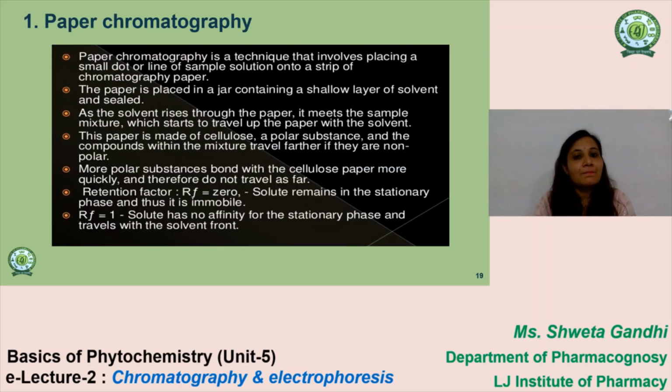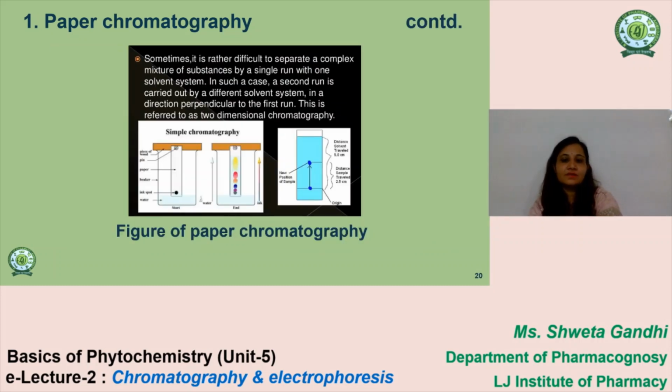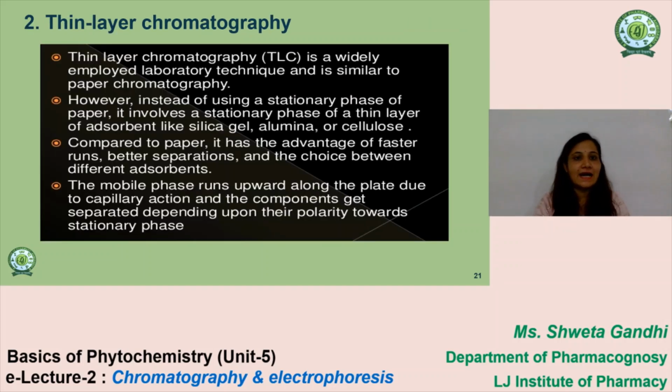Next is paper chromatography. Paper chromatography is a technique that involves placing a small dot or line of the sample. The difference between thin layer chromatography and paper chromatography is that here we are using a paper and on that we are spotting the sample. This is the pictorial representation of paper chromatography, and by this we will calculate the Rf.